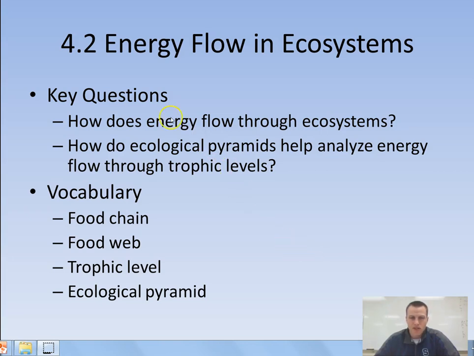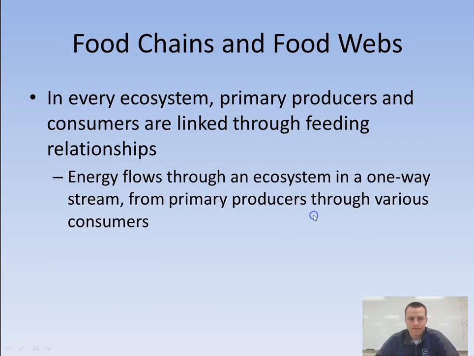Okay, so key questions for today. How does energy flow through ecosystems, and how do ecological pyramids help analyze energy flow through trophic levels? Vocabulary for today: food chain, food web, trophic level, and ecological pyramid. There are some other vocabulary words within this section, but I decided to take those out and not talk about those concepts. But you can check those out in your book if you want to.